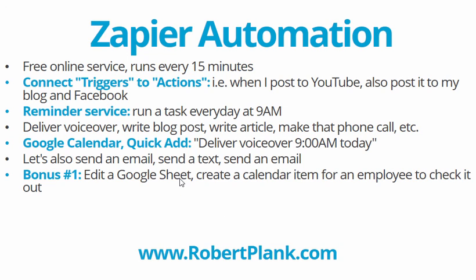And now, like I promised, the final quick bonuses I wanted to show for you today is, first of all, let's say that you edit a spreadsheet. Maybe you have a list of people that you want an employee to call or something. Well, you can create basically an online version of a spreadsheet using Google Sheets, and then you can set a Zap so that every time you edit that spreadsheet, it will create a calendar item for an employee to check it out. And if you want to make it shoot them an email or something, it could do that too. But let's keep this bonus simple. If you edit a Google Sheet, it will create a calendar reminder for them to check it out.